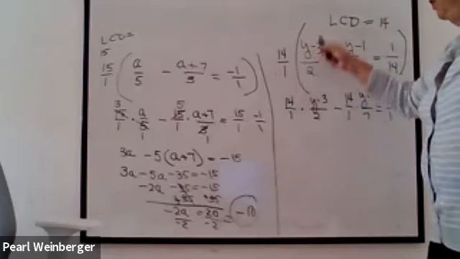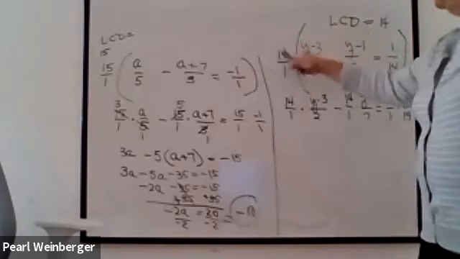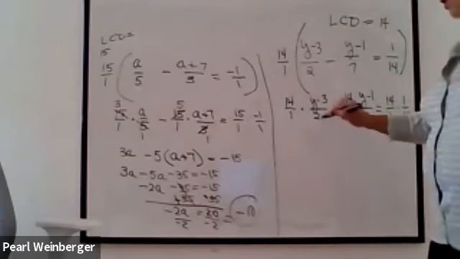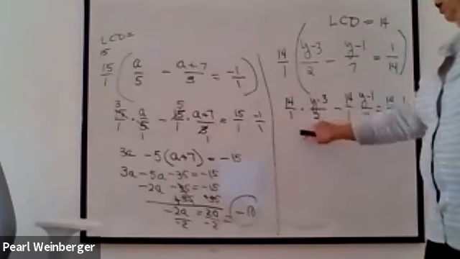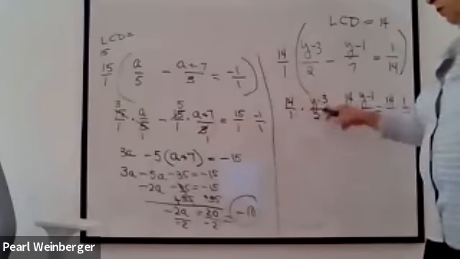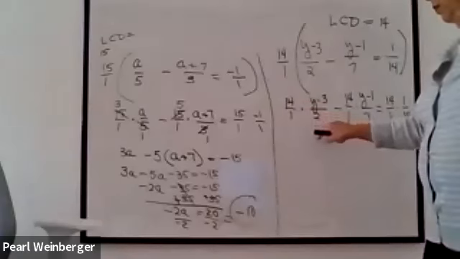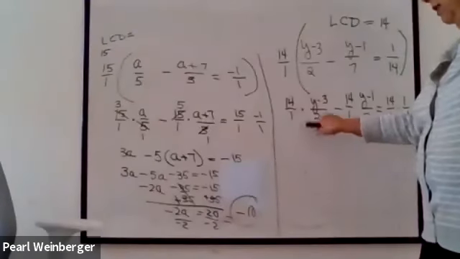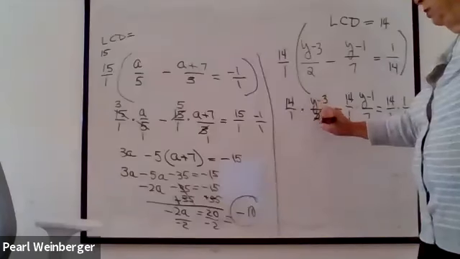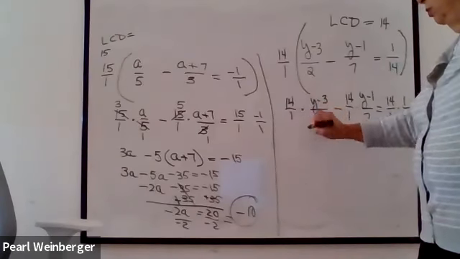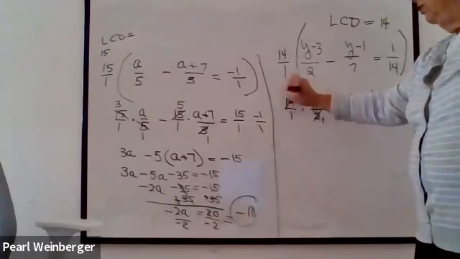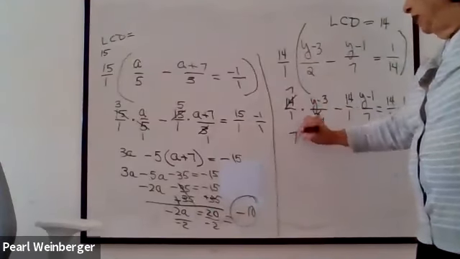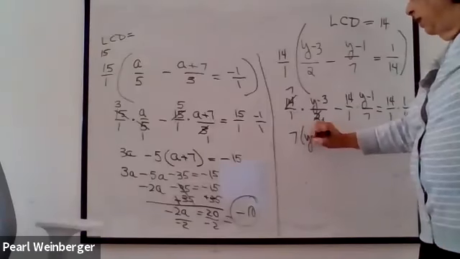Okay, so I'm multiplying the 14 by this fraction, and by this fraction. I'm using the distributive property. So in this first group here, I have a 14 in the numerator, a 2 in the denominator. I can divide the 2 into both of them. 2 into 2 is 1, 2 into 14 is 7. So this just becomes the 7 times the y minus 3.